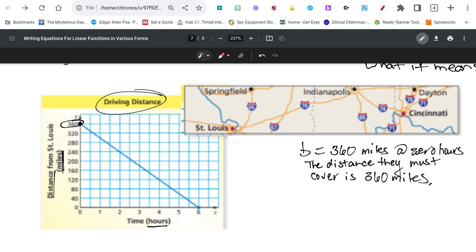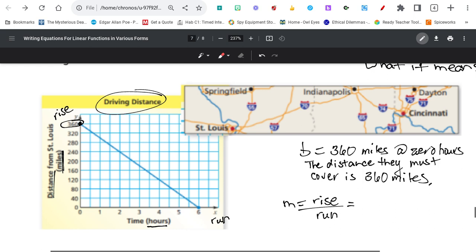Because no time has passed by, so they haven't driven anywhere. Okay? Now I just need to do M. All right, and the y-axis is associated with rise, and the x-axis is associated with run. So when I write these numbers, I'm going to put the units behind them, okay? Since it's a real life problem.